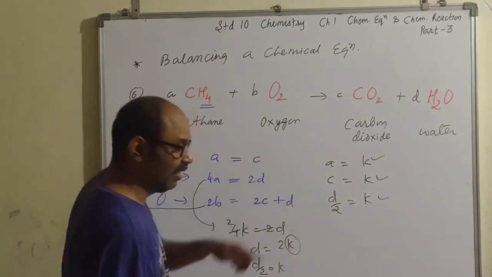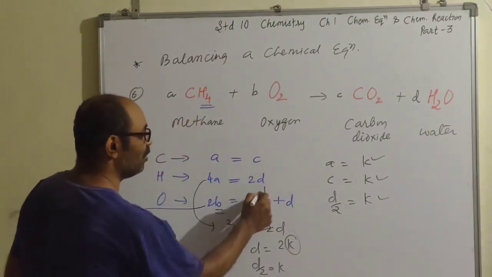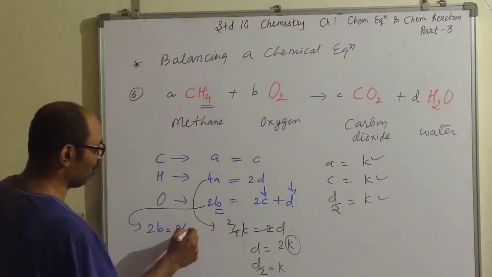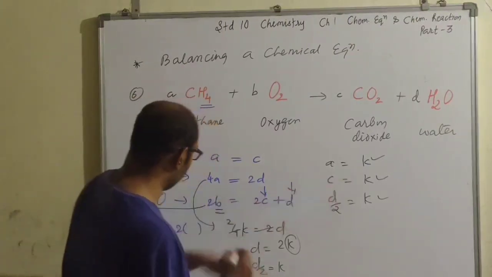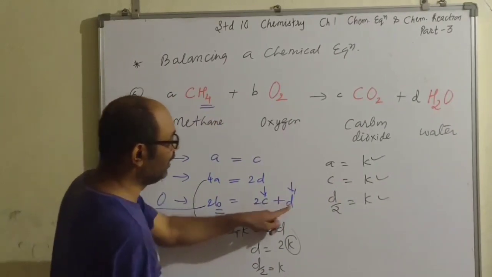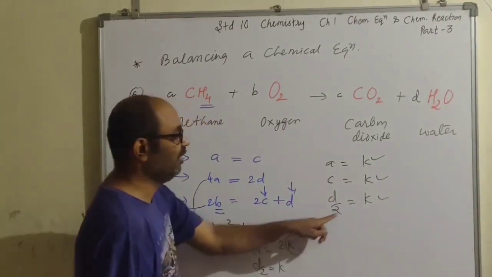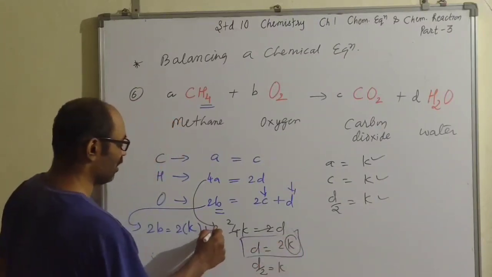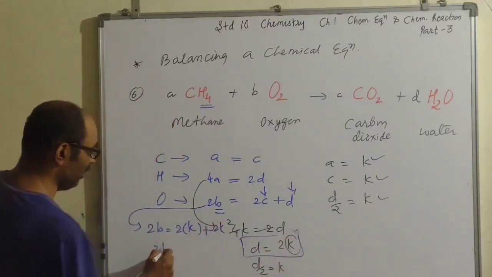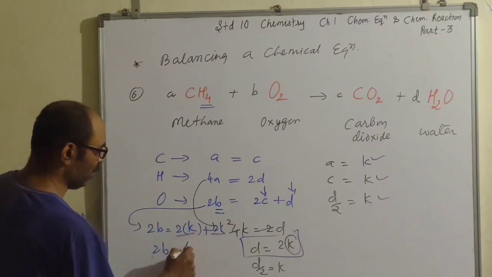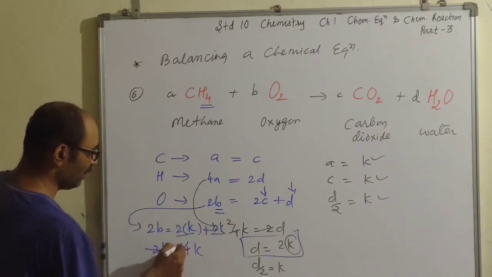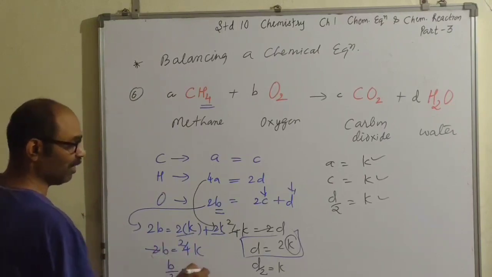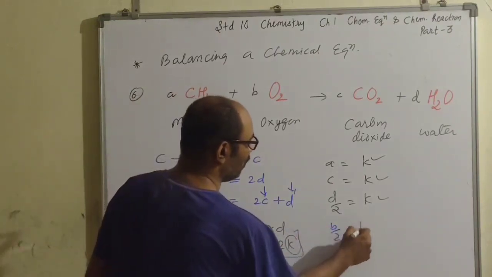One more variable is left, and that you will get from here. A, C and D you got. So B is left. So put the value of C and D. Chalo. 2B is equal to 2 times C. What is C? K. Plus D. What is D? D is 2K. So I'll write 2K. So 2B is equal to 2K plus 2K, 4K. So B upon 2 is equal to K.